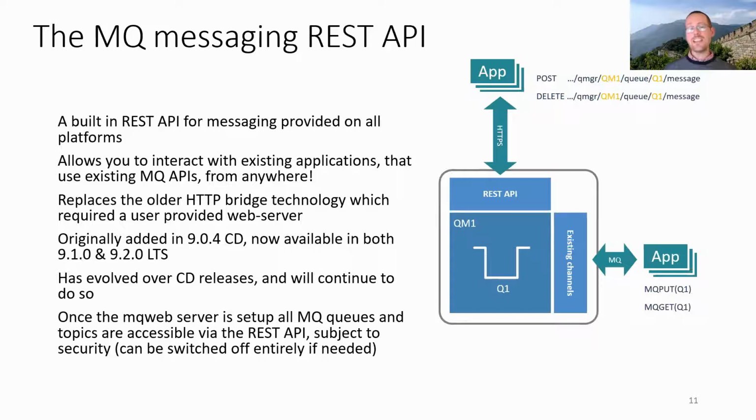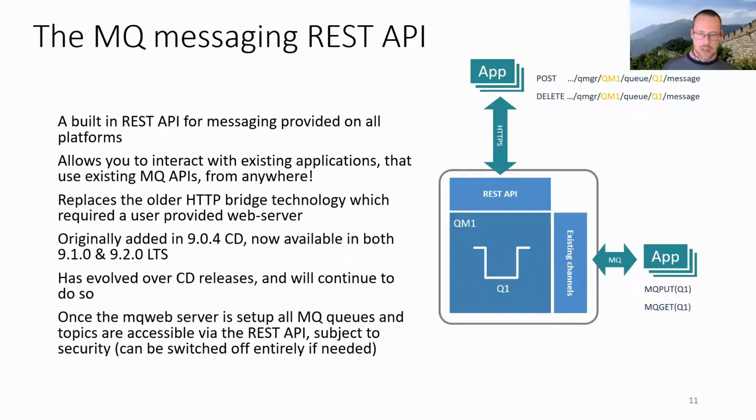I should say that we used to have an earlier version of a REST API, which was called the HTTP bridge. But if you wanted to use it, you had to install it in your own web server. So it was provided with MQ, but required more effort to set up. The new REST API and the console and the administrative REST API are built into the product. So you install the product, you configure the web server, you start it up, and you're ready to go. You don't have to go and source an extra web server, so it's much easier to get up and running with.